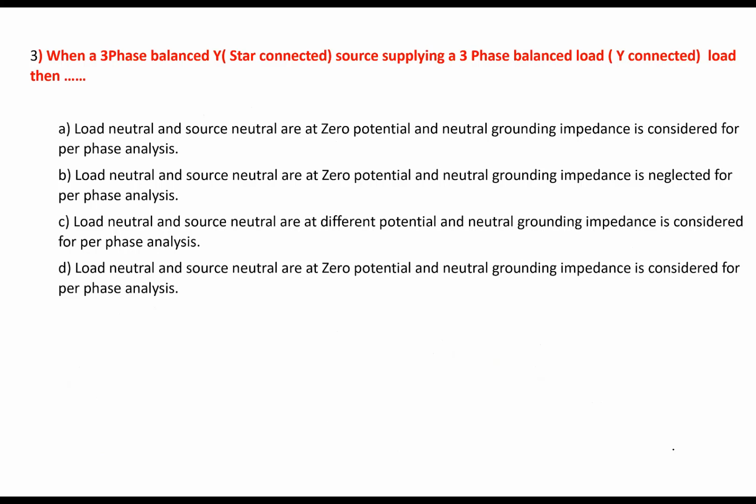When a three-phase balanced star-connected source is supplying a three-phase balanced star-connected load, which is the right option? Load neutral and source neutral are both at zero potential, because it is a balanced three-phase system, and in a balanced three-phase system the neutral potential and ground potential are both zero. So the current through the neutral grounding impedance is zero. So we neglect it, because any element which is carrying zero current, we open-circuit it. That means we do not consider its existence. So which is the right option? B. Option B is the right option.